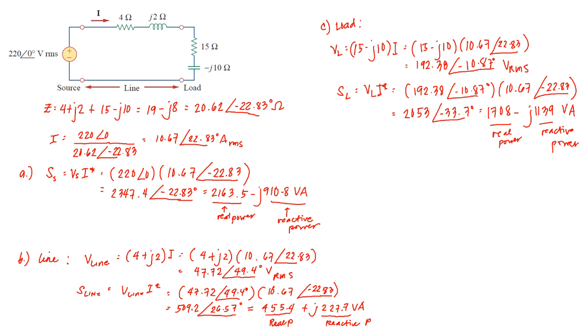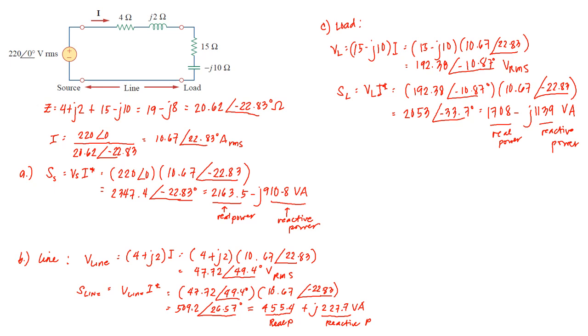Now for the line, the voltage for the line is equal to 4 plus j2 times the current I. So this is equal to 4 plus j2 times 10.67 angle 22.83, and this is equal to 47.72 angle 49.4 degrees Vrms.